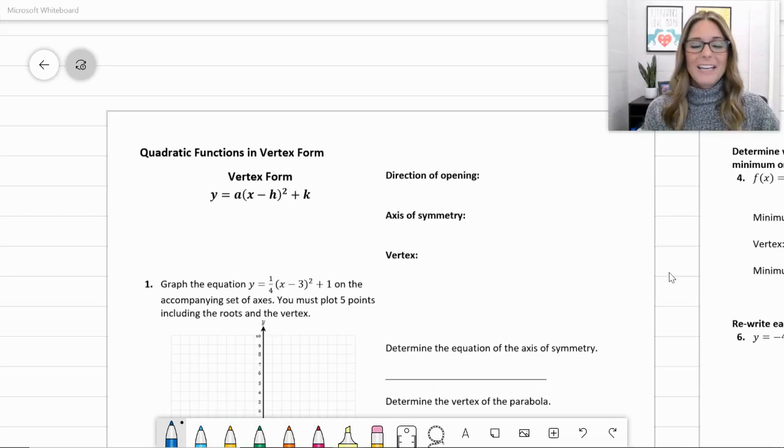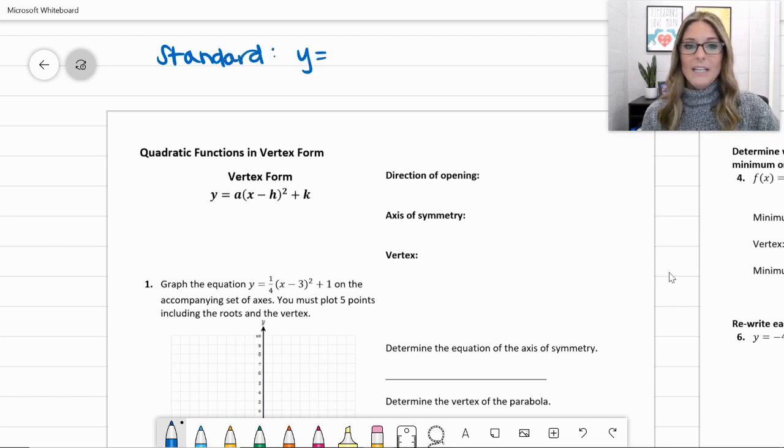Today we're going to keep looking at quadratic functions, but today we're going to look at a different form. We're going to look at vertex form. In our previous lesson, we were considering standard form, and that is y equals ax squared plus bx plus c. So just a different way to write our quadratic function, standard form, or today we're going to look at vertex form.